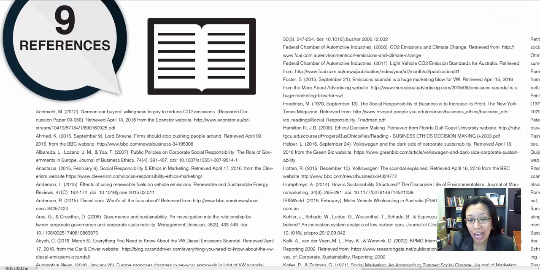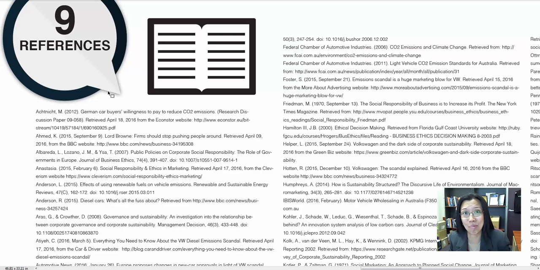Now, the final thing I look at is depth of research. How well has the group done their homework? How much do they know about that particular sector? And how well have they drawn on a variety of sources to support their argument? So that's where your reference list comes in.